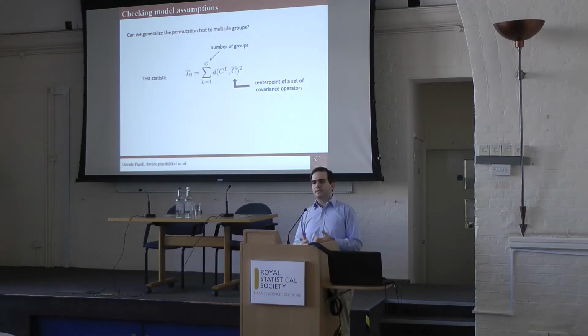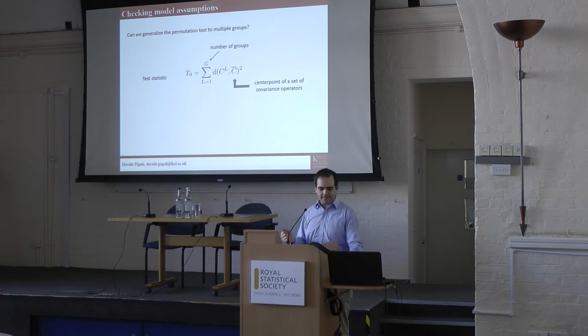Okay. So now how do we generalize this to our setting? We need to treat multiple samples of functional data. So we want to use the same strategy. We just need to define a test statistic that works in this case. So instead of looking at the distance between two covariance operators, we are looking at the variability with respect to, in some sense, a barycenter of many covariance operators.